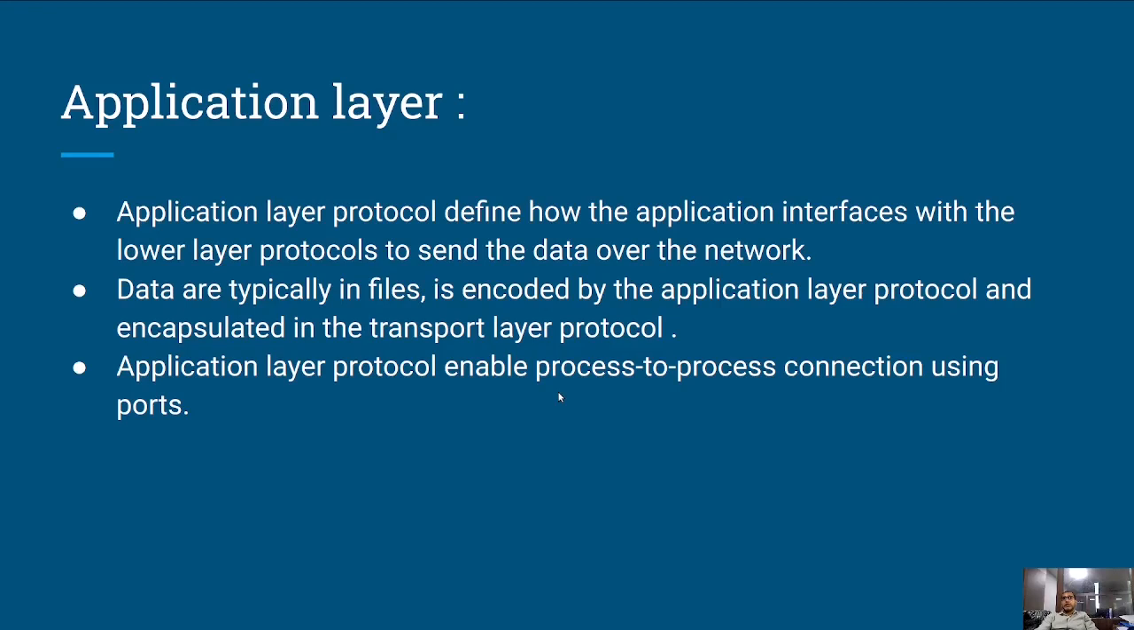Next is the application layer. The application layer protocols define how the application interfaces with the lower layer protocols to send data over the network. Normally HTTP, SMTP, whatever we discussed in the earlier slides, are all application layer protocols. SMTP is also an application layer protocol. This application layer protocol enables process to process connection using the ports.